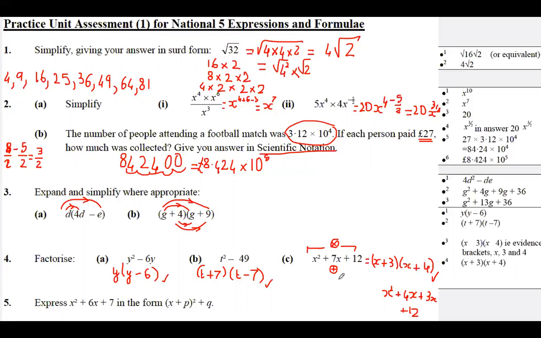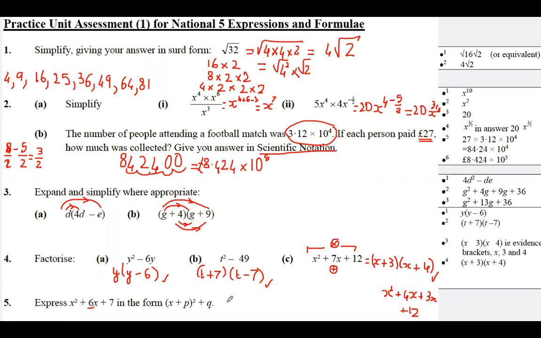No worries. So the next one was completing the square. So we've done quite a few of those. So this is the bit where we looked at the coefficient of x and we halved it. Remember that? So we said that p was 3 because you've halved this coefficient here.